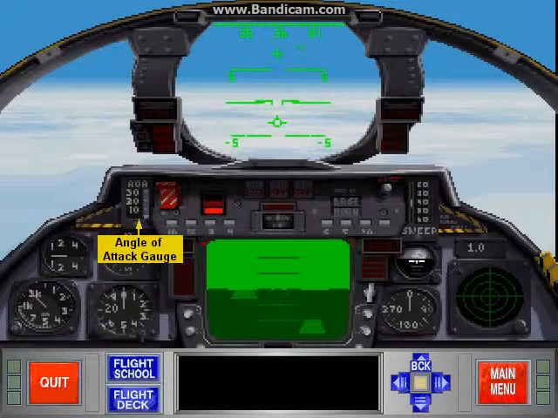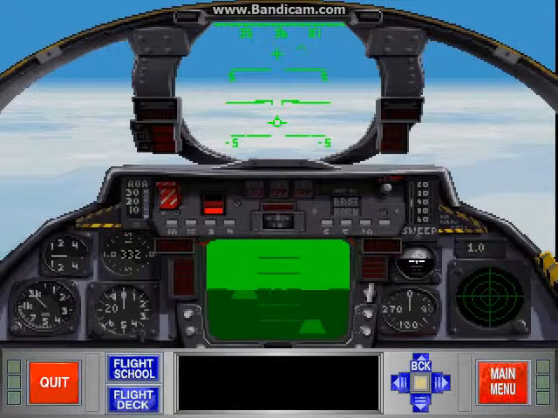The angle of attack gauge displays your current angle of attack, which is defined as the difference between an aircraft's flight path and the chord line of its wing. In practical terms, having a high angle of attack means that you have high maneuverability.